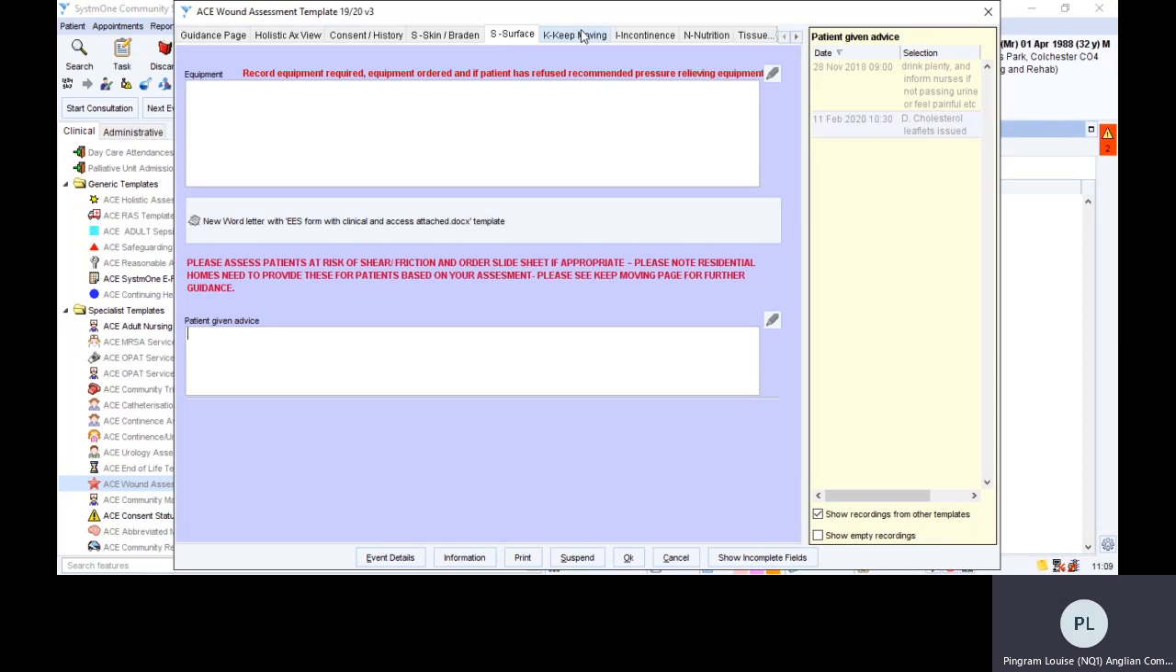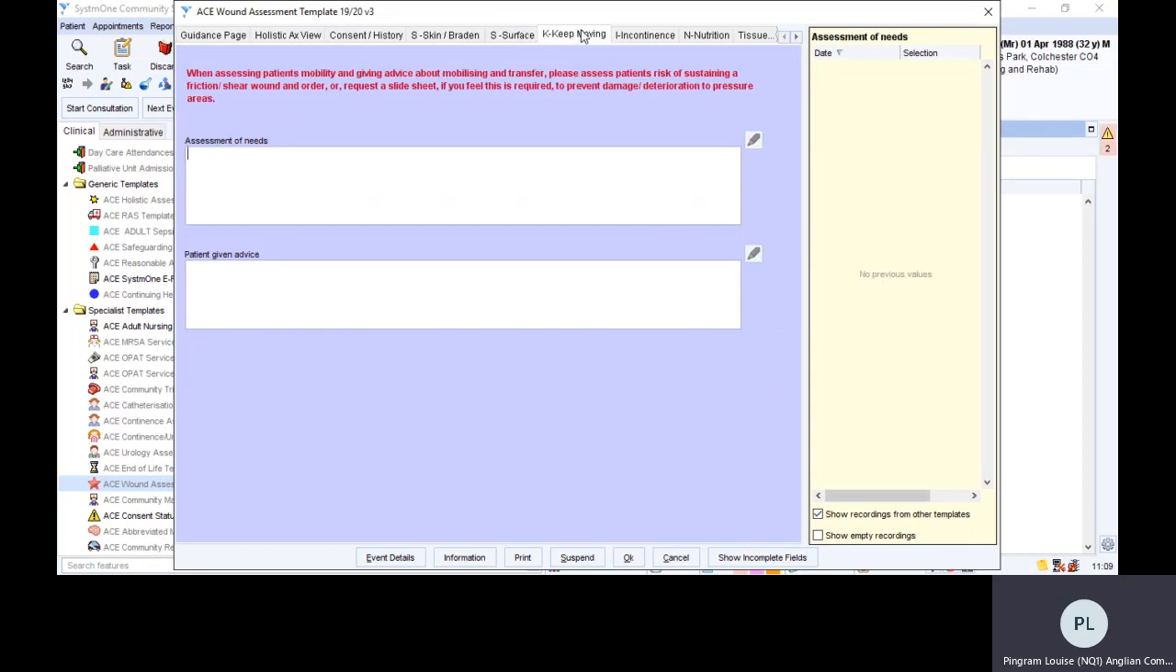It may also be about if a patient has got their feet on the end of a bed and they're at risk of damage, you've had that conversation with carers, with relatives, or with the patient to make sure that their feet are always cleared of the end of the bed. That could also go in there.